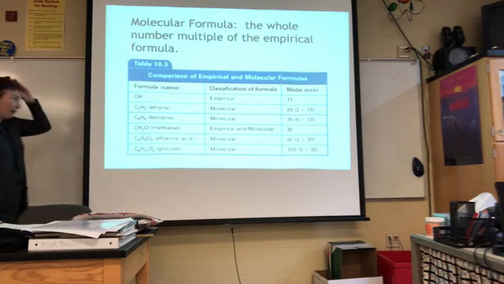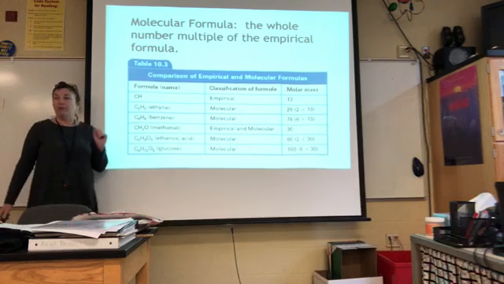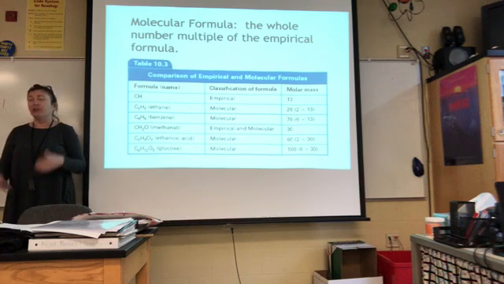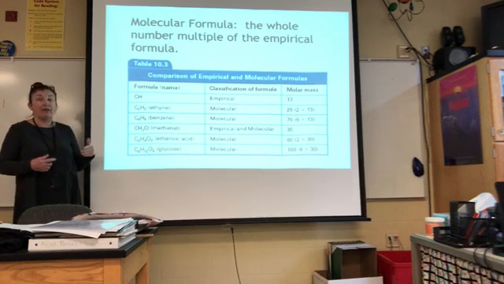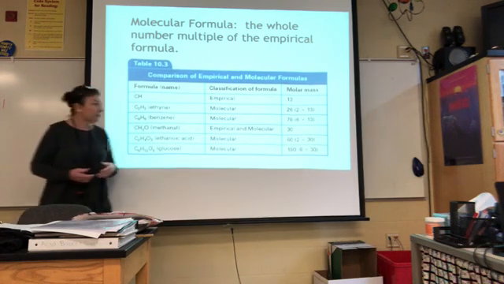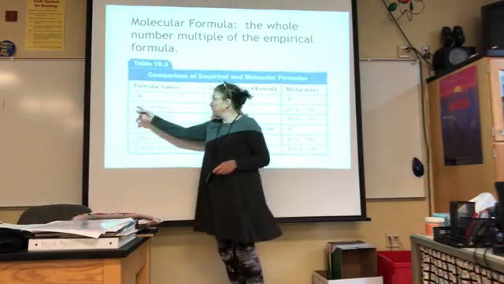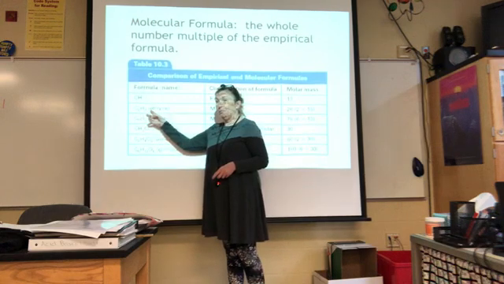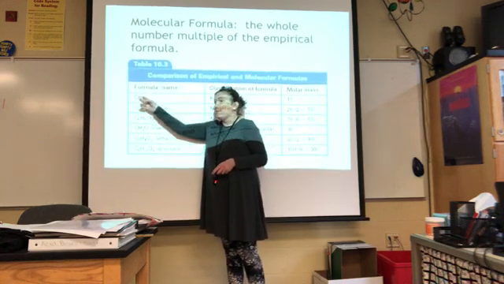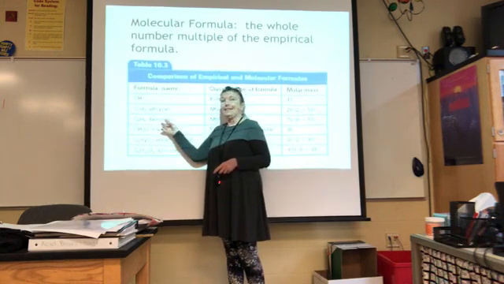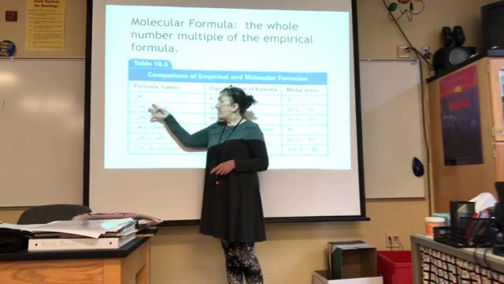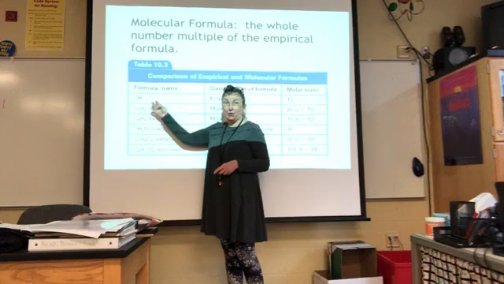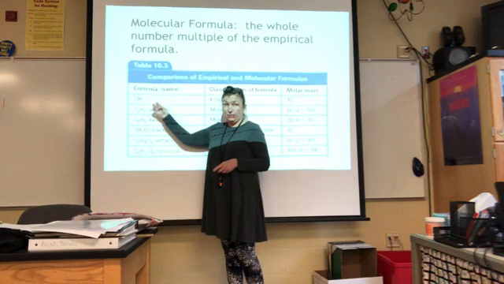Okay? So if you look up here, here's the empirical formula, CH. It's not a real compound, it's just an empirical formula. The lowest whole number ratio of atom to atom between carbon and hydrogen. Now if I multiply it by 2, I get ethyne, C2H2. If I multiply this empirical formula by 6, I get benzene, C6H6. These are molecular formulas. This is an empirical formula, right?